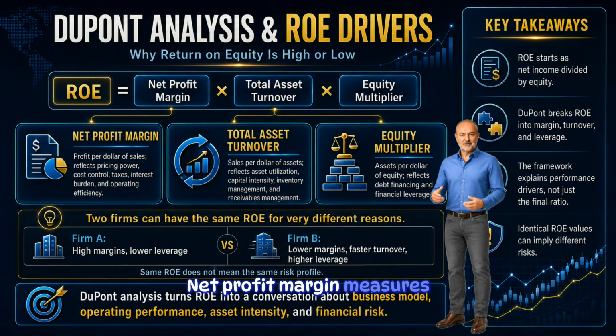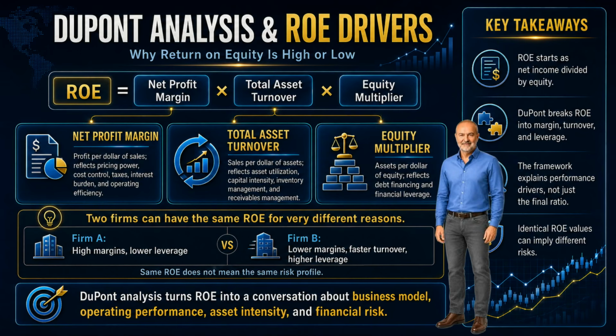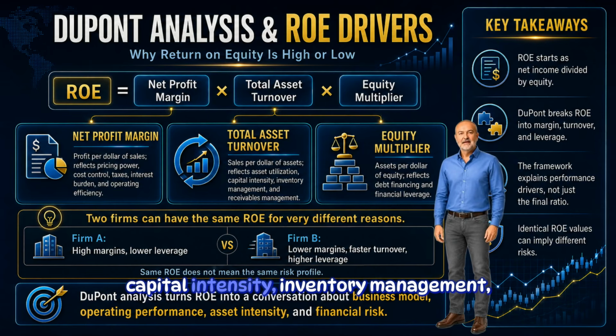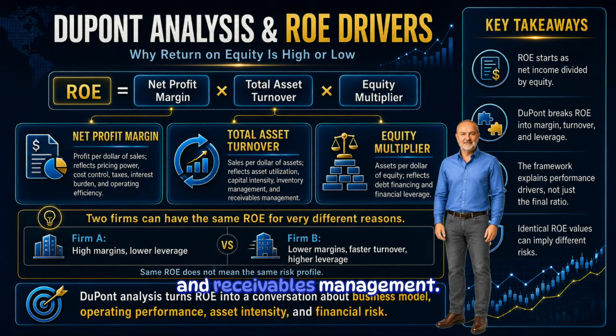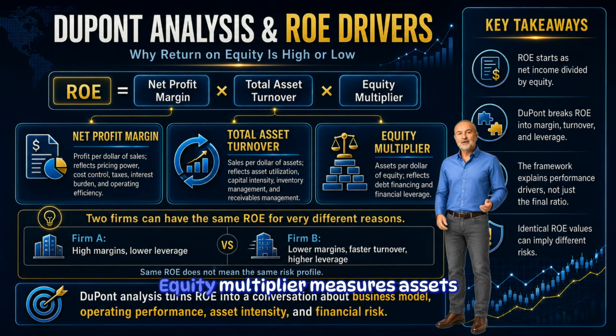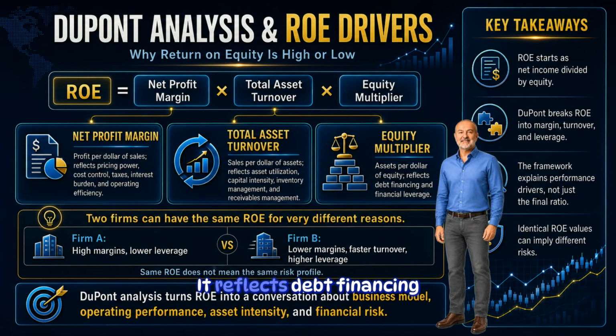Net profit margin measures profit per dollar of sales. It reflects pricing power, cost control, taxes, interest burden, and operating efficiency. Total asset turnover measures sales per dollar of assets. It reflects asset utilization, capital intensity, inventory management, and receivables management. Equity multiplier measures assets per dollar of equity. It reflects debt financing and financial leverage.